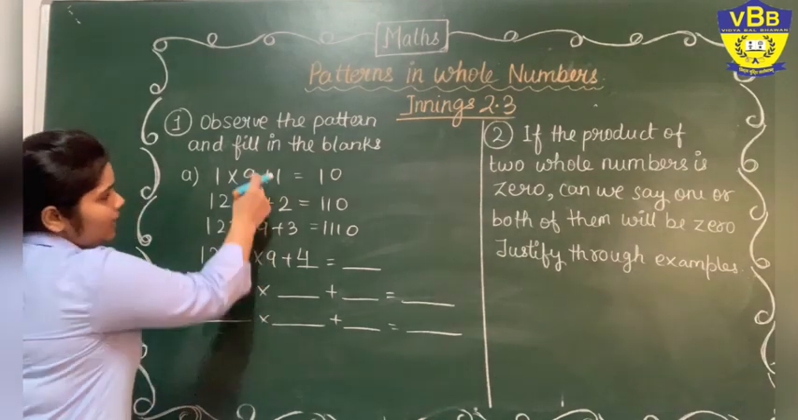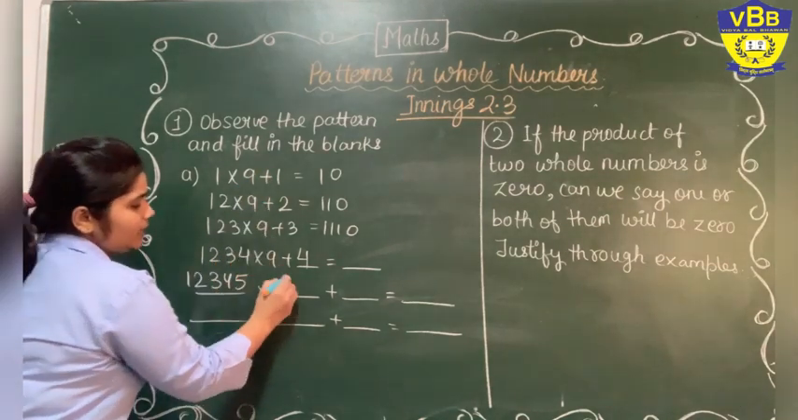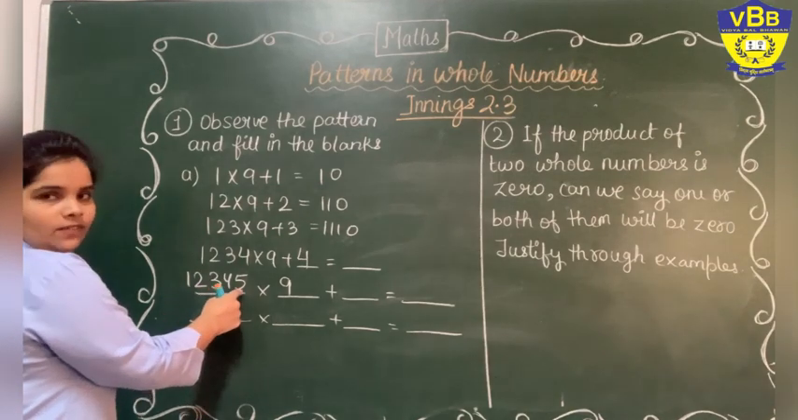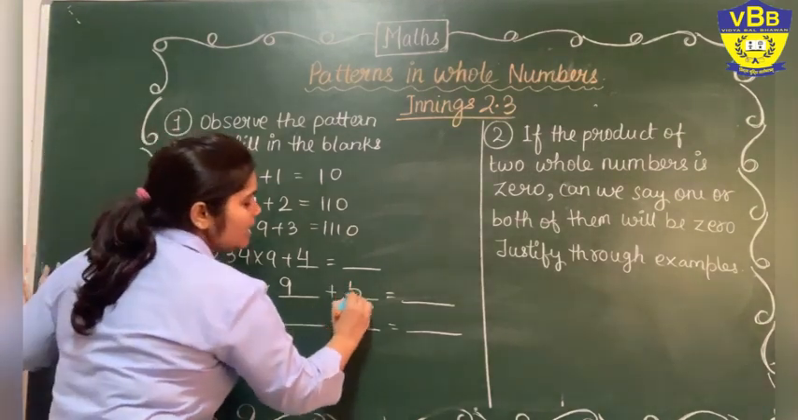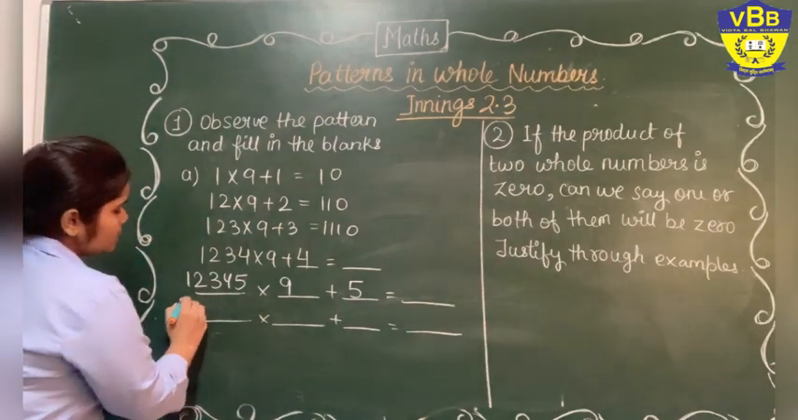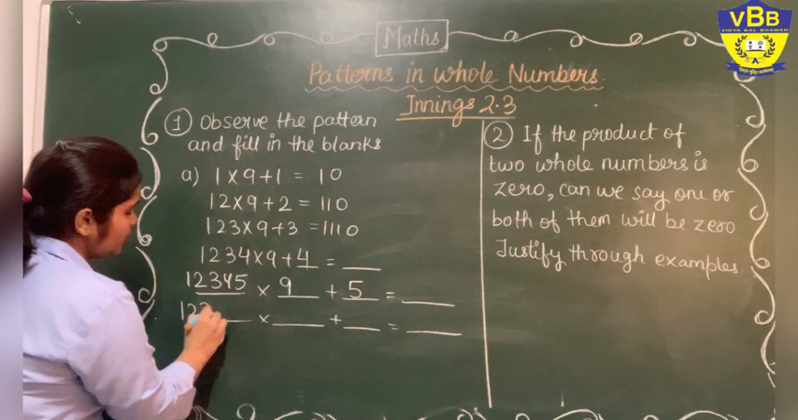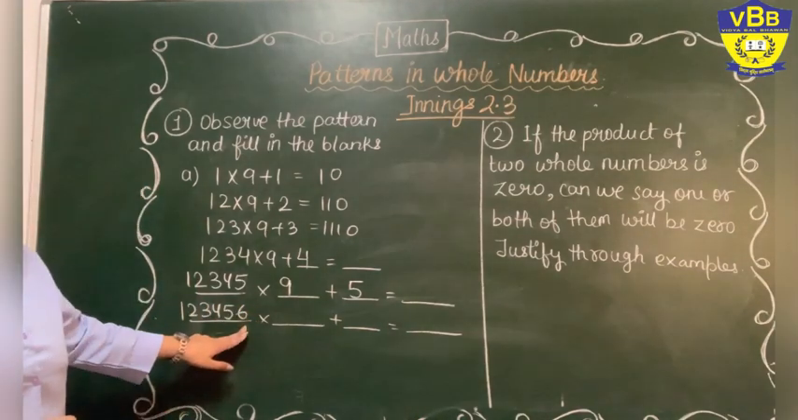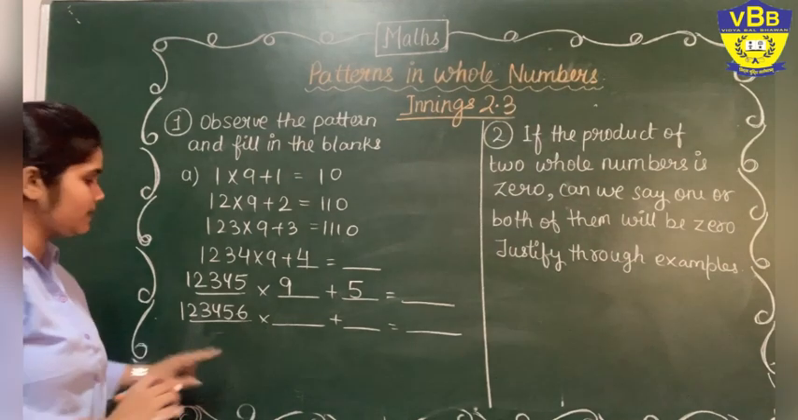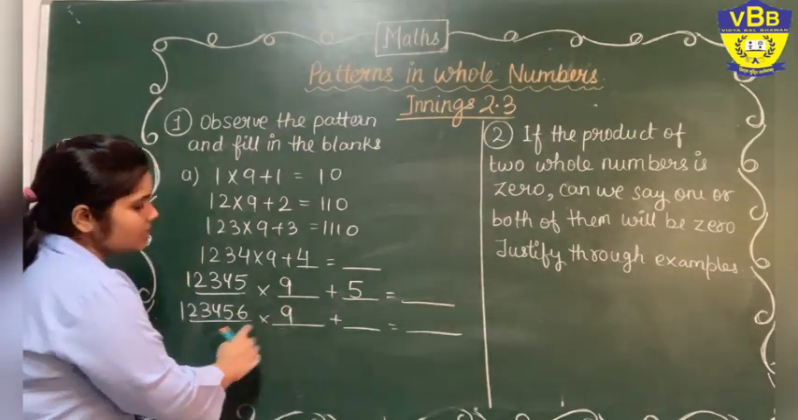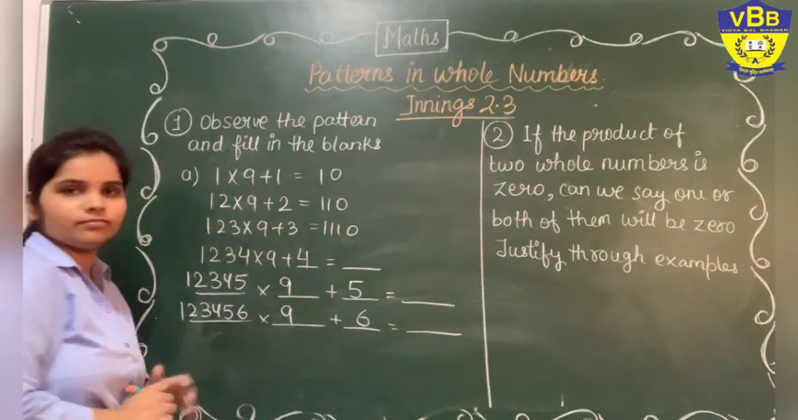Every number is multiplied by 9. Here 1, 2, 3, 4, 5, we need to add 5 here. For the next one, it will be 1, 2, 3, 4, 5. After 5, it should require one extra number, that is 6. Now multiply 9 with it. Here we will add 6.